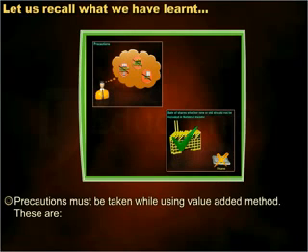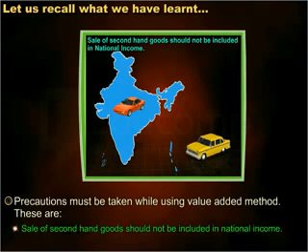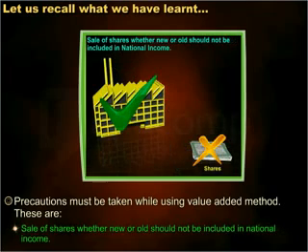Precautions must be taken while using the value added method. These are: only final goods should be included in national income, not the intermediate goods. Sale of second-hand goods should not be included in national income. Sale of shares, whether new or old, should not be included in national income.